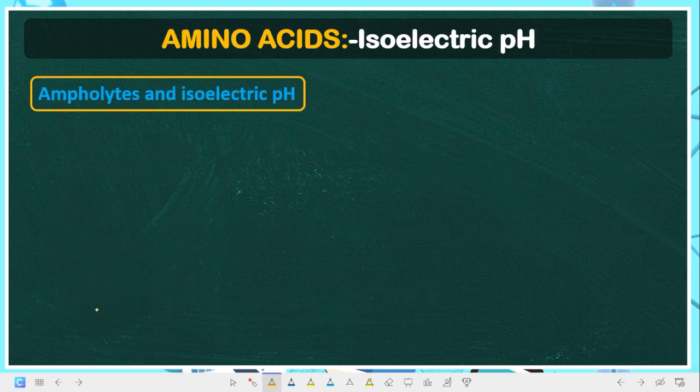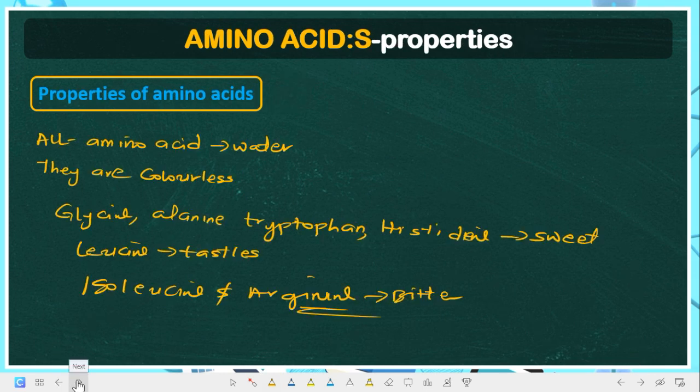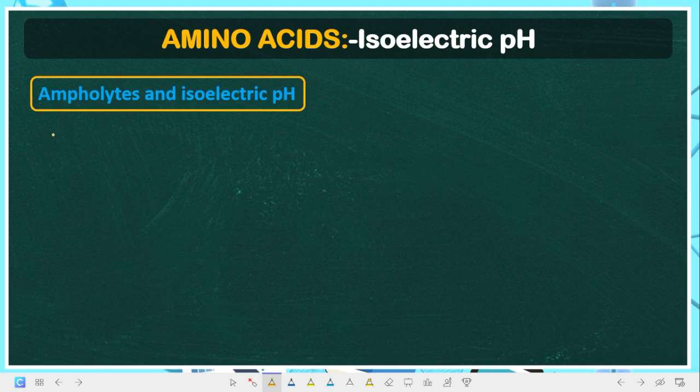Now the next thing is, this is where we are going to end for this lecture. In our next lecture under amino acid, we will talk about the ampholyte and the isoelectric pH. Thank you for your time.